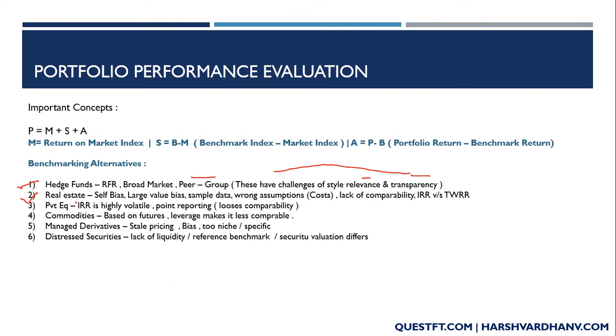Second is the real estate. Real estate has a bias. Obviously, I'll make you understand. It has a large value bias, sample data, wrong assumptions, and lack of comparability. What is the large value bias? Say suppose you have 10 properties in your index. Example, I'm just giving an example. And this one is for say $100 million, and all others are say $20 million, $10 million, $5 million.